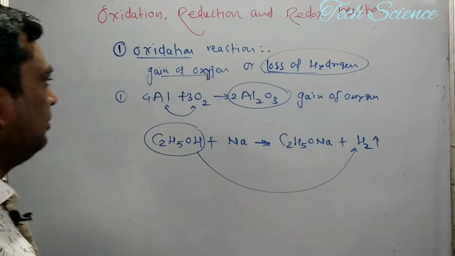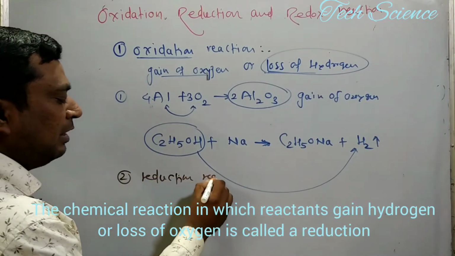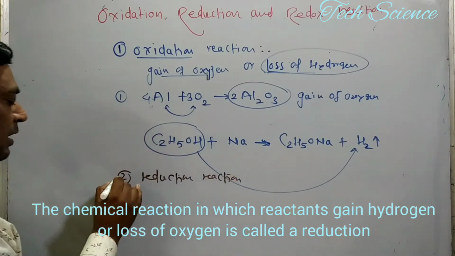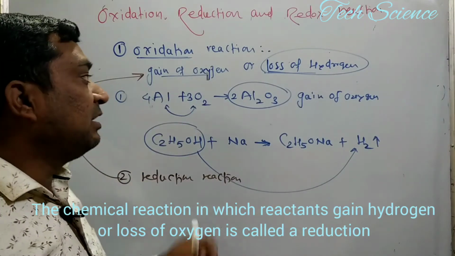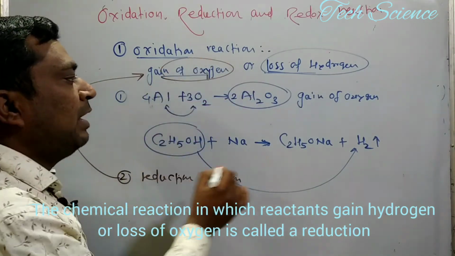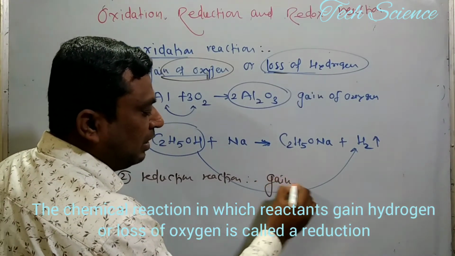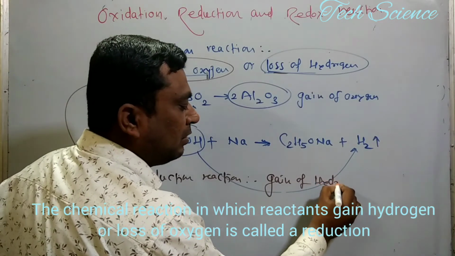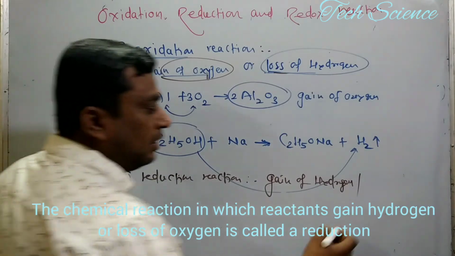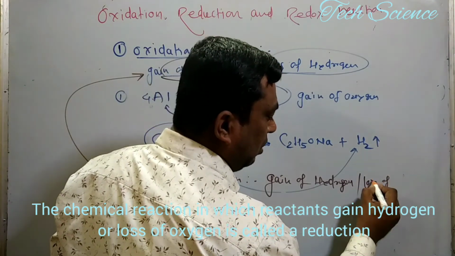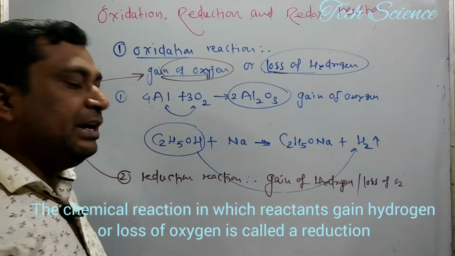This is called oxidation. Second, we have the reduction reaction. The definition of the reduction reaction is the complete opposite of oxidation. What happens in case of oxidation? Gain of oxygen and loss of hydrogen. In a reduction reaction, we have gain of hydrogen, the complete inverse of oxidation, or there may be a loss of oxygen. So this is also a kind of reaction, called the reduction reaction.